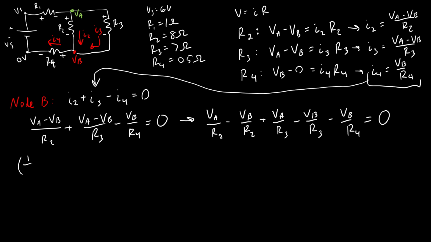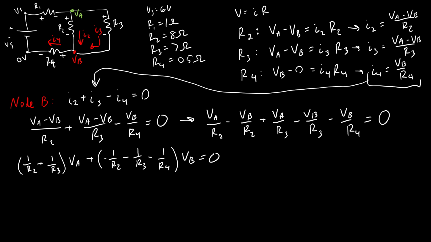So for VA, I'm going to have 1 over R2 plus 1 over R3 times VA. And then for VB, I'm going to have plus -1 over R2 minus 1 over R3 minus 1 over R4 times VB equals 0. Again, it's a matter of personal preference depending on how you like to write things and keep track of your minus signs. I can factor the -1 out there to make this a little neater.